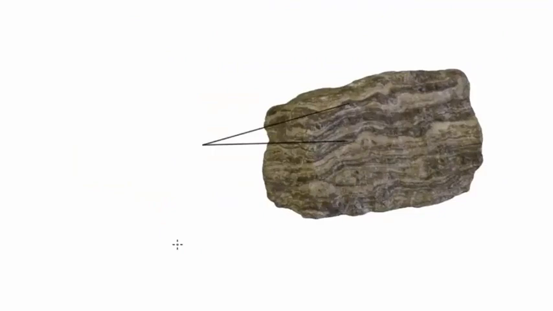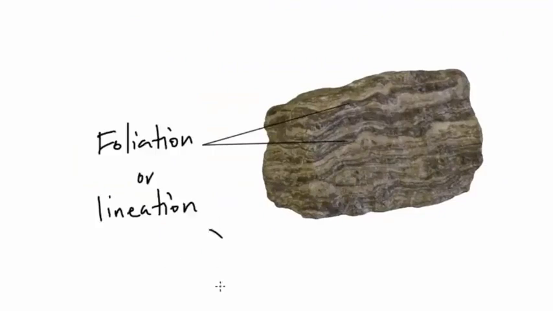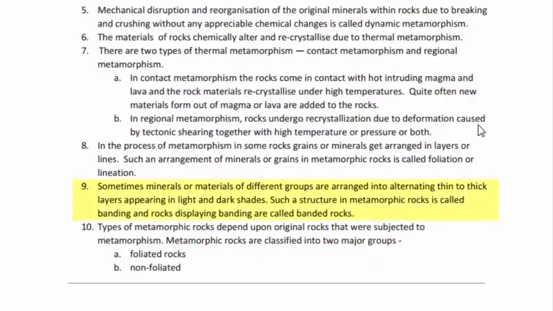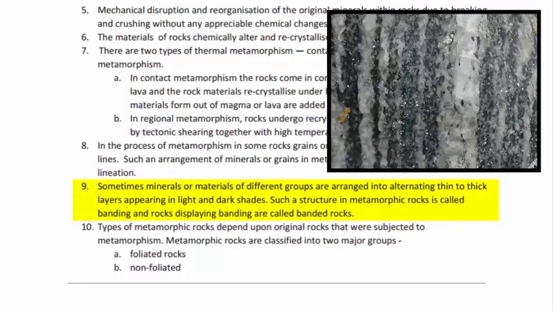Now have a look at this picture. You see this horizontal line, a nice clear pattern sort of a thing? This is called foliation or lineation. Imagine how much pressure this rock must have gone through so that layers are visible. Now in a similar manner, we have banding, where layers appear in light and dark shades. They will not have a clear pattern, but still you will see different layers of shades. That's why this is also called foliation.